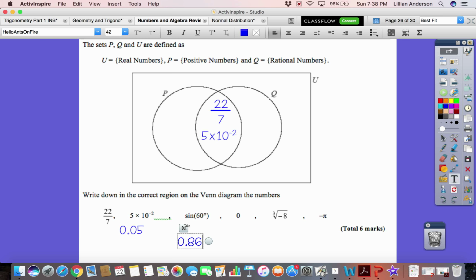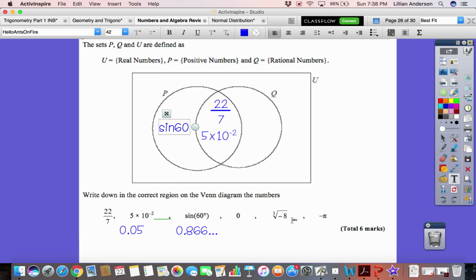This is 0.866 and some change, right? If you try to convert that into your calculator as a fraction, it doesn't give you a fraction, okay? The only thing is it is a positive number. So sine of 60 should have went in P only.